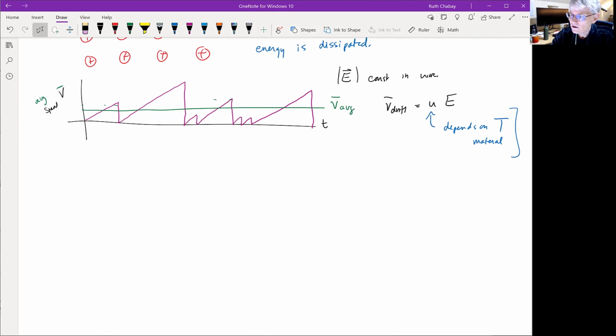So we can actually write down, our reasoning involved two ideas: the fact that we were in a steady state, and that the charge had to be conserved.